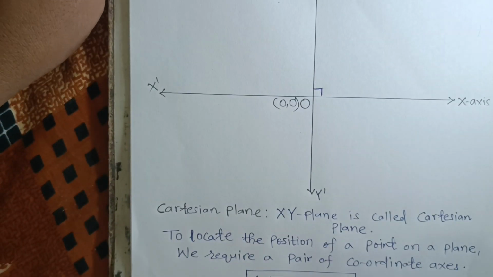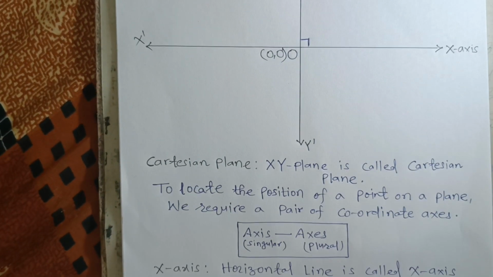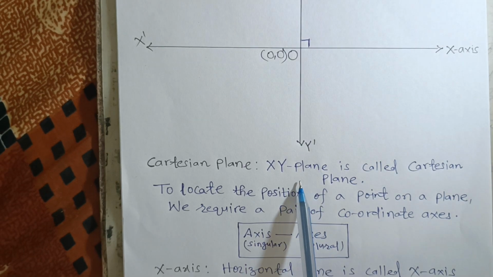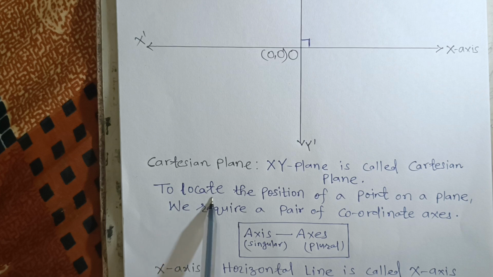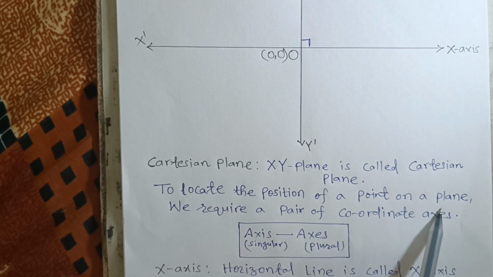Students, first let's understand what the Cartesian plane is. The XY plane is called the Cartesian plane. To locate the position of a point on a plane, we require a pair of coordinate axes.